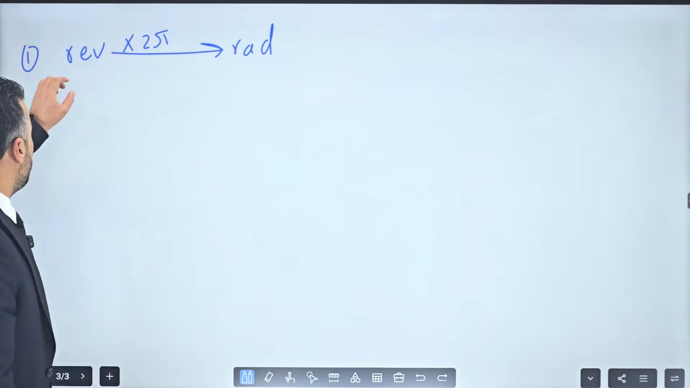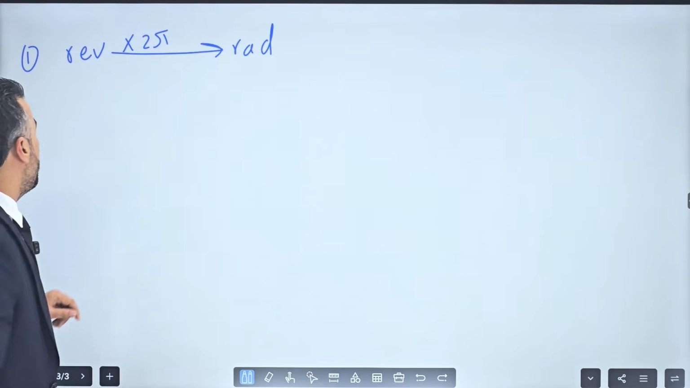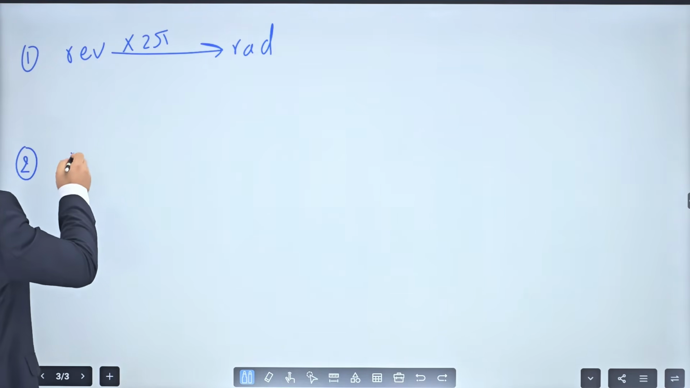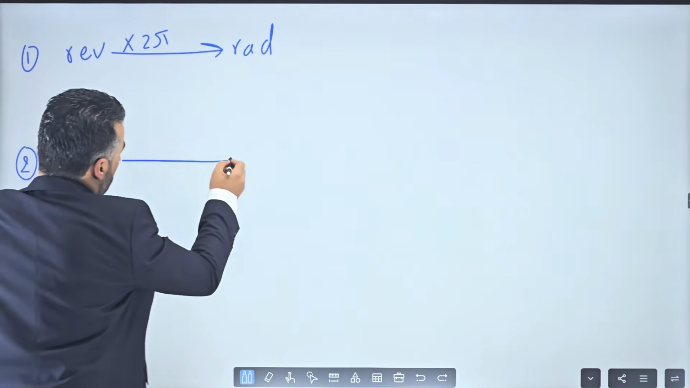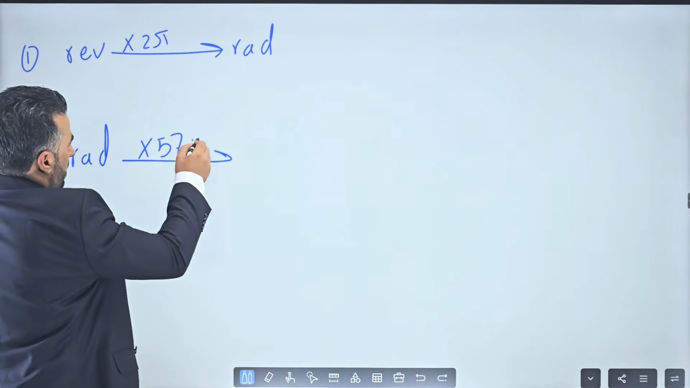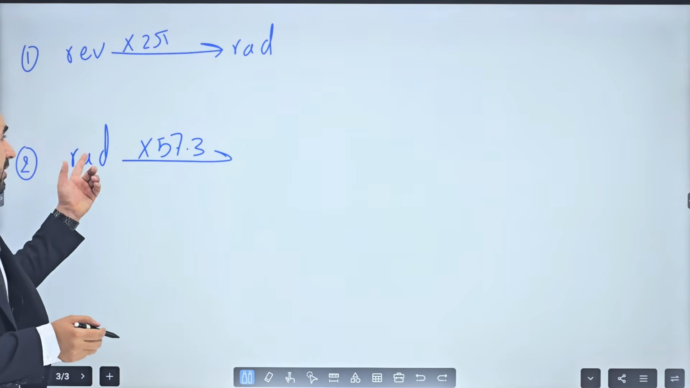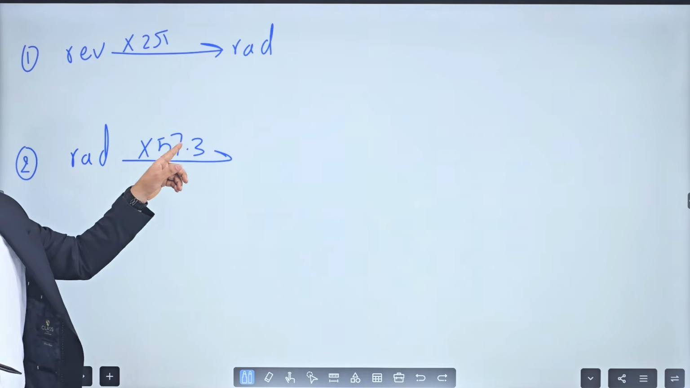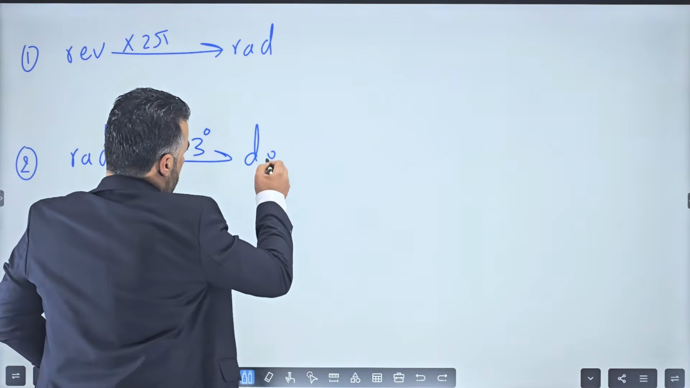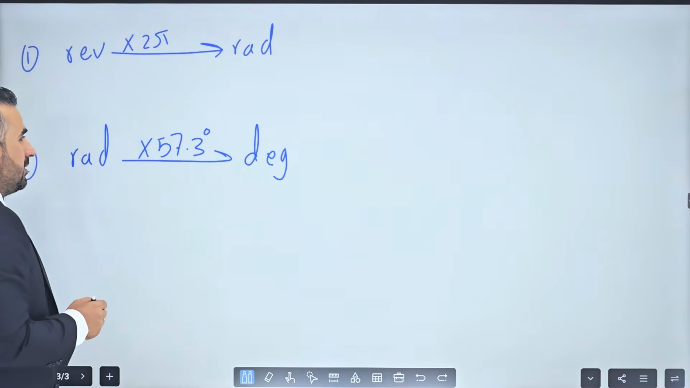So that is how we can convert revs to radian. What if I want to, for example, convert radian to degrees here? All you can do is multiply by 57.3. And why is that? Because every radian is equal to 57.3 degrees. That is if we want to convert from radian to degrees.